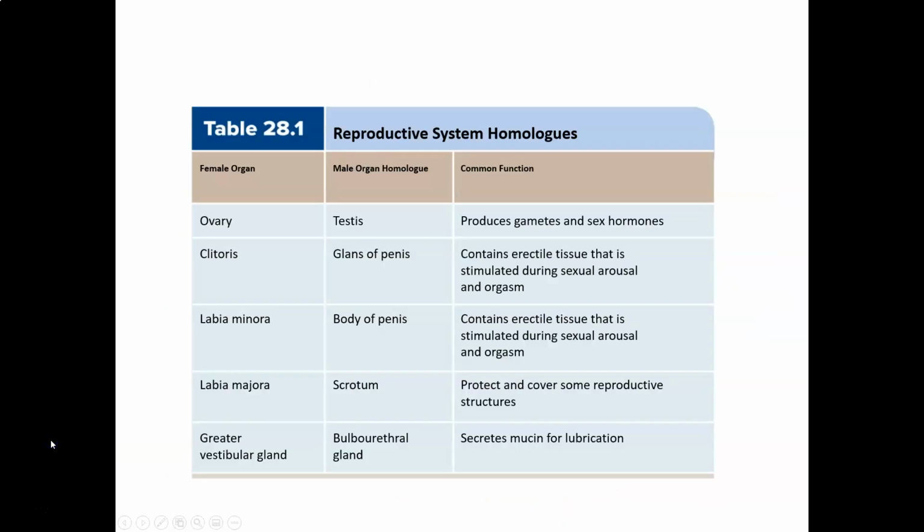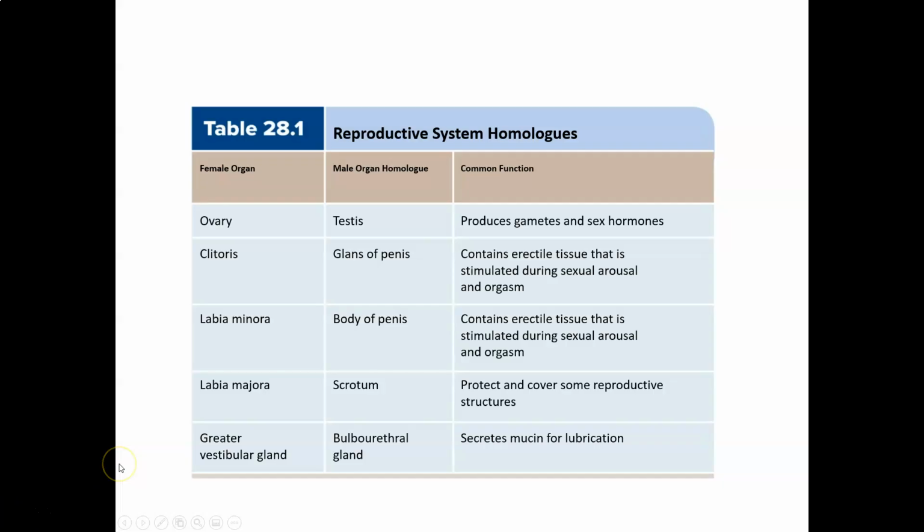What's the homologous organ in the female? That's the greater vestibular gland. It also secretes mucin for lubrication but doesn't have the alkaline component. In the lecture, we're going to see a diagram showing where the greater vestibular gland is in the female.